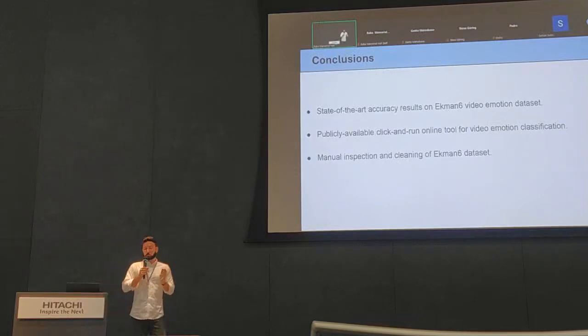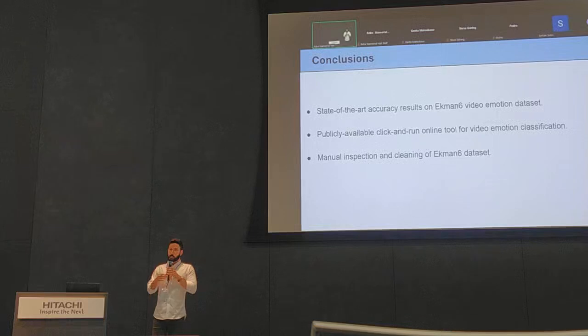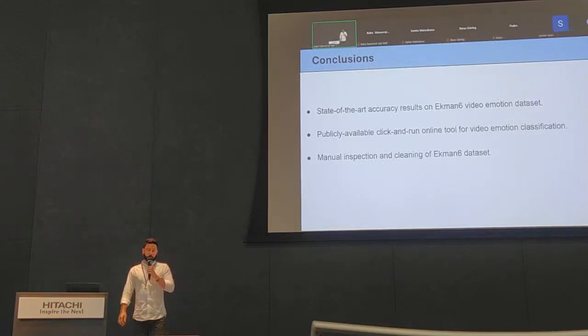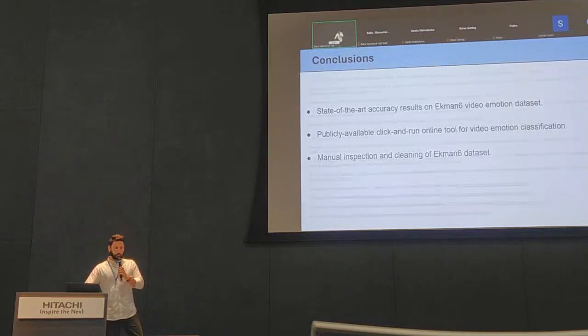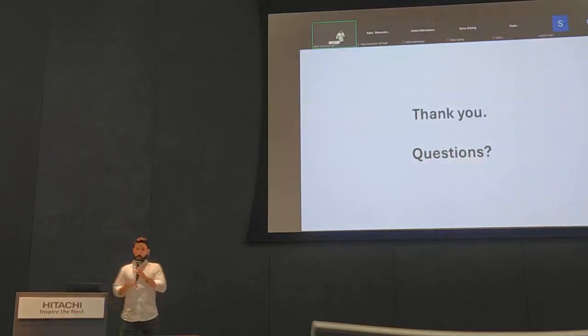So in conclusion, we do video emotion classification on the Ekman 6 dataset, and we obtain state-of-the-art accuracy results. We made a publicly available click-and-run online tool for video emotion classification where you can upload your own videos or link YouTube videos. And finally, we did a manual inspection and cleaning of the Ekman 6 dataset. I included the references in case you want to go through them later. And that's it. Thanks for listening, and I'm open for any questions.